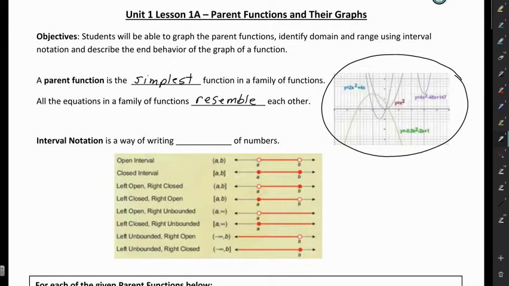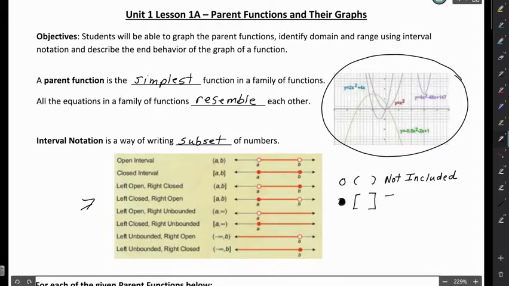We're also going to be using interval notation, and don't worry, we're going to keep repeating our use of this notation just to get you used to it, but today we're introducing it. So interval notation is a way of writing a subset of numbers. I have some examples in the little box here. An open circle or parentheses means not included, and a filled in circle or these brackets means included.